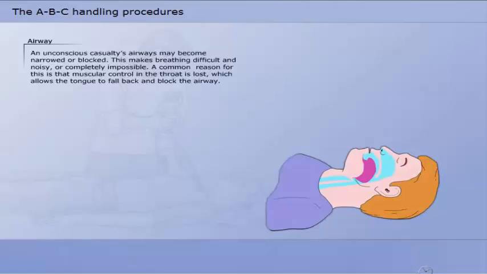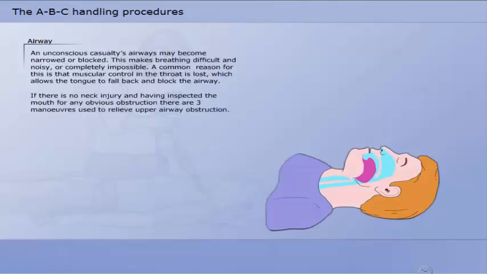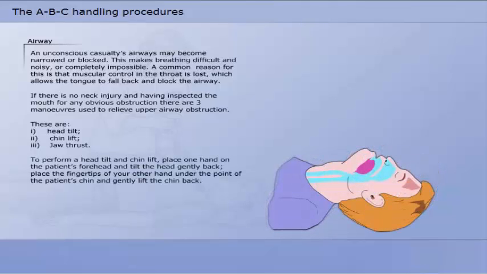An unconscious casualty's airways may become narrowed or blocked. This makes breathing difficult and noisy, or completely impossible. A common reason for this is that muscular control in the throat is lost, which allows the tongue to fall back and block the airway. If there is no neck injury, and having inspected the mouth for any obvious obstruction, there are 3 maneuvers used to relieve upper airway obstruction. These are head tilt, chin lift, and jaw thrust.